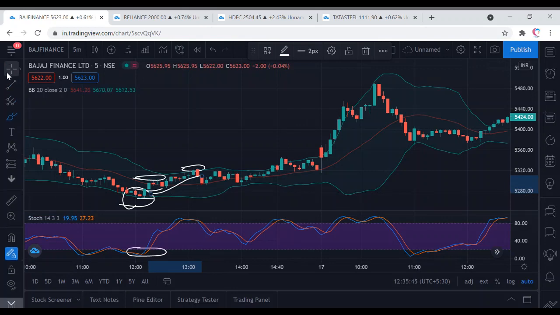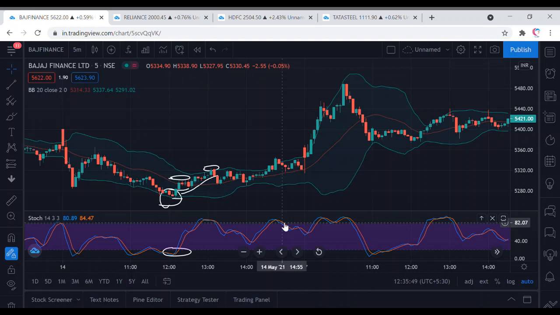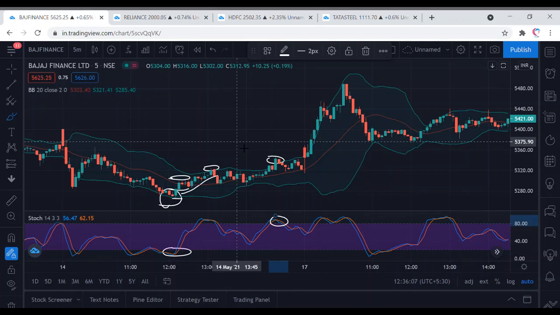So we'll now look for some more examples in the Bajaj Finance chart. One thing I would like to add here: you can see here the price closed above the Bollinger Band and you got a sell signal. First, the close of the candle is very important, and second, if the price is closing above or below the Bollinger Band and you are getting a sell signal on stochastic, I'll be suggesting you to avoid that trade, because the second condition is not being met.